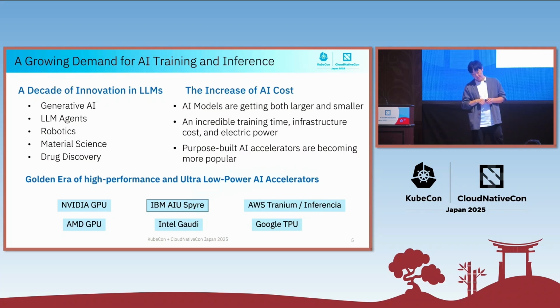That is the background, and the opportunity and motivation to make purpose-built AI accelerators. Purpose-built AI accelerators are becoming more and more popular, not only GPUs, but also Intel Gaudi, AWS Trainium and Inferentia, Google TPUs, and then we have our IBM Spyre. That's the story of the background.